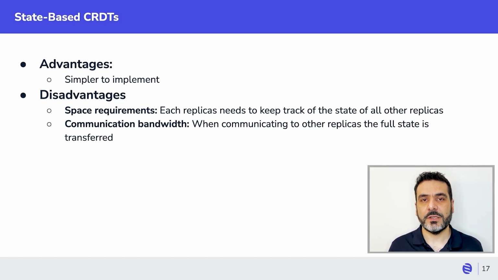But on the disadvantage side, obviously, every replica needs to hold the full state of all the other replicas. So for the space complexity, you need more space than if you're only holding the value of your own replica, essentially. On the communication side as well, each replica communicates the full state to all the other replicas, and so because of that, the bandwidth for the communication is higher. You need more data transferred between the replicas.